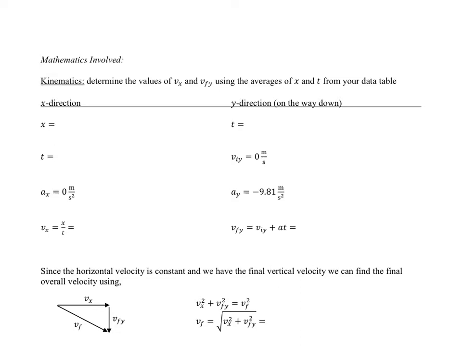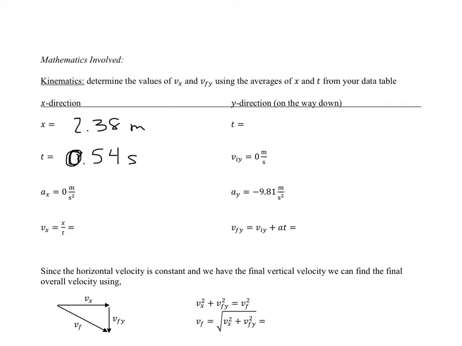So in the x direction, jot down the x that you got as the average range. Jot down the x value that you got there. And I'm using 2.38 meters as my value. This again was the average of the groups. Then I'm using the time that was the average of 0.54. Whatever the time you had was, jot that down right there. 0.54.